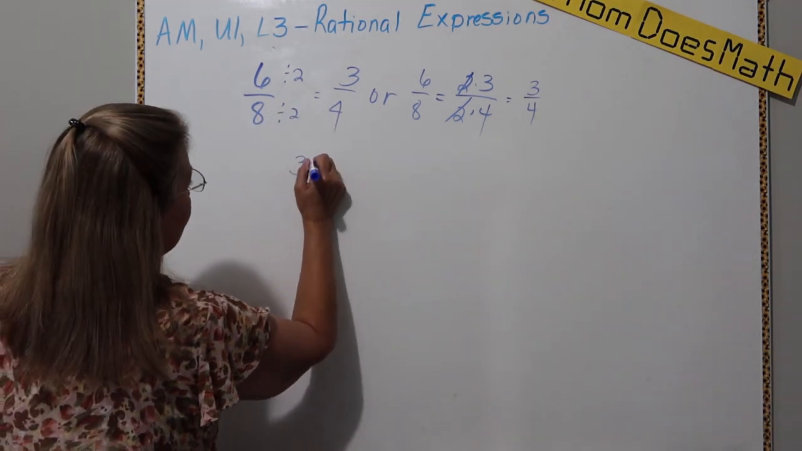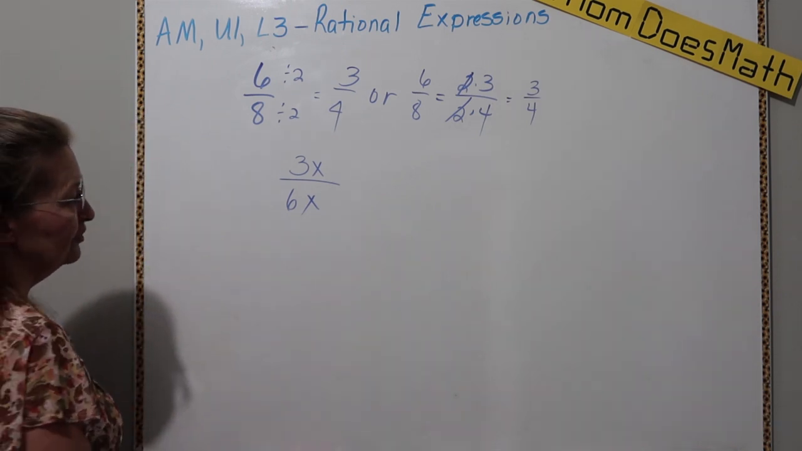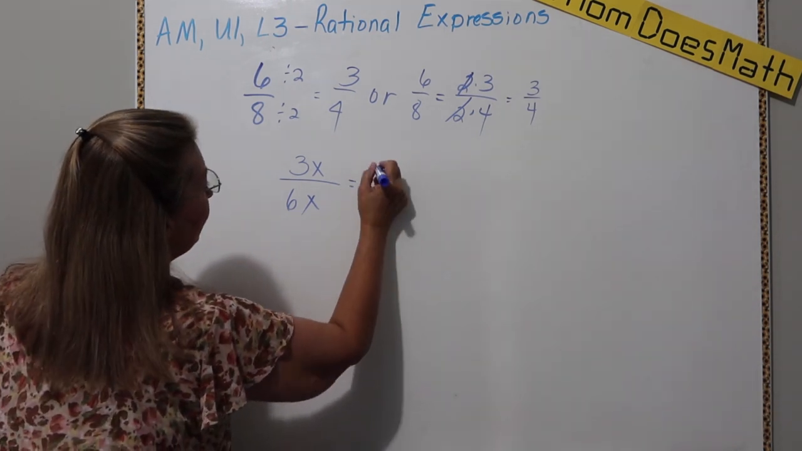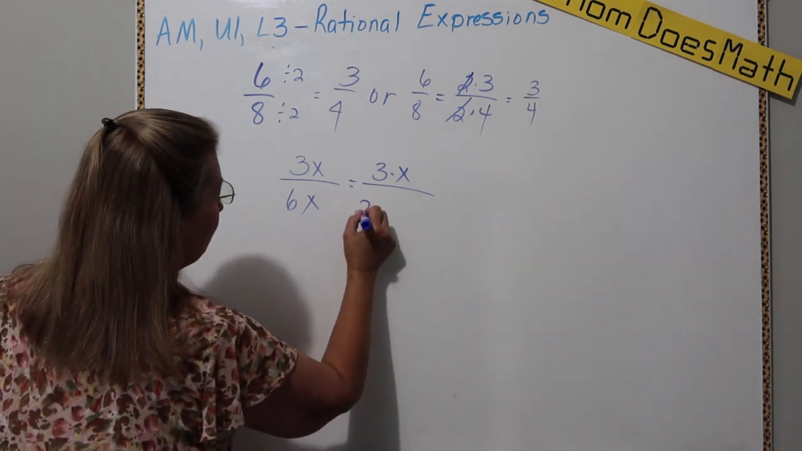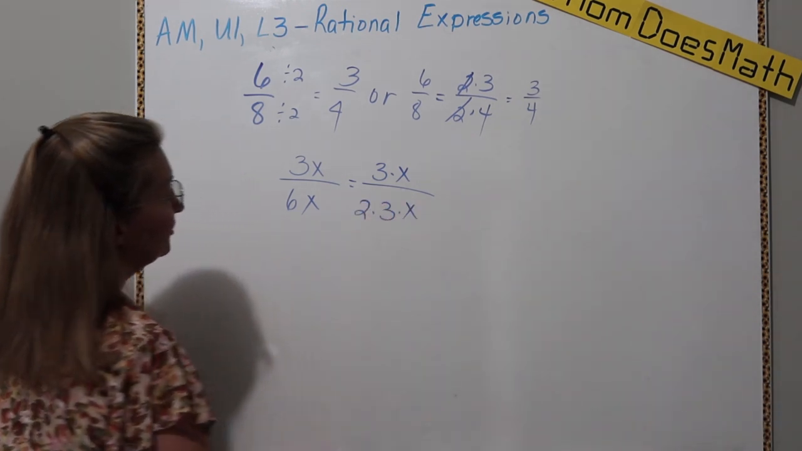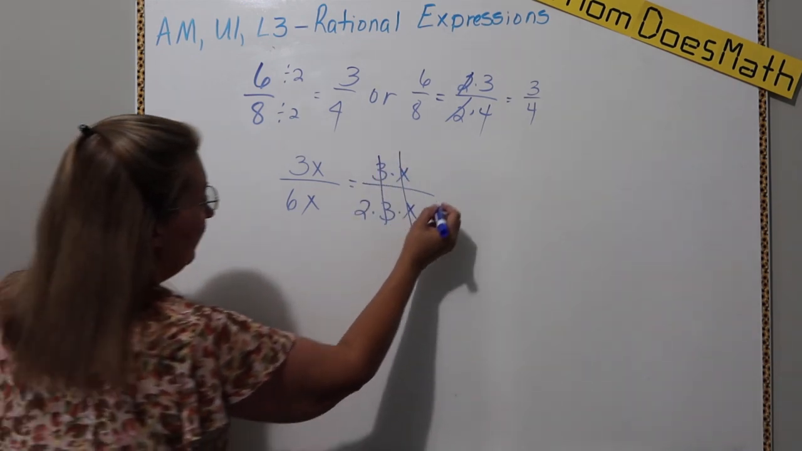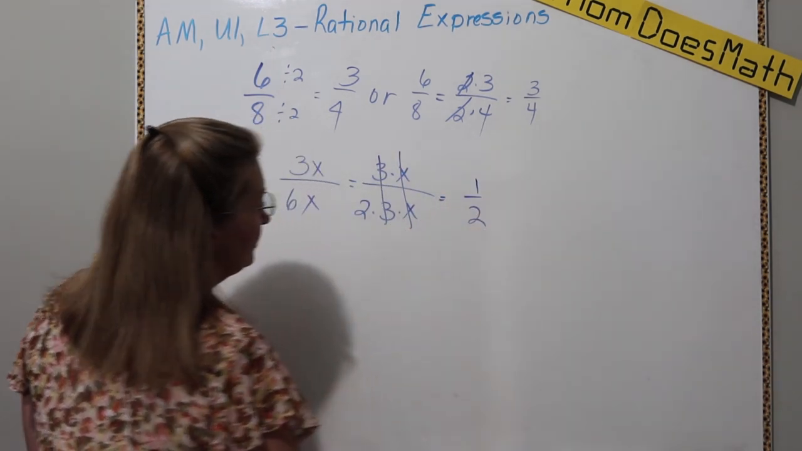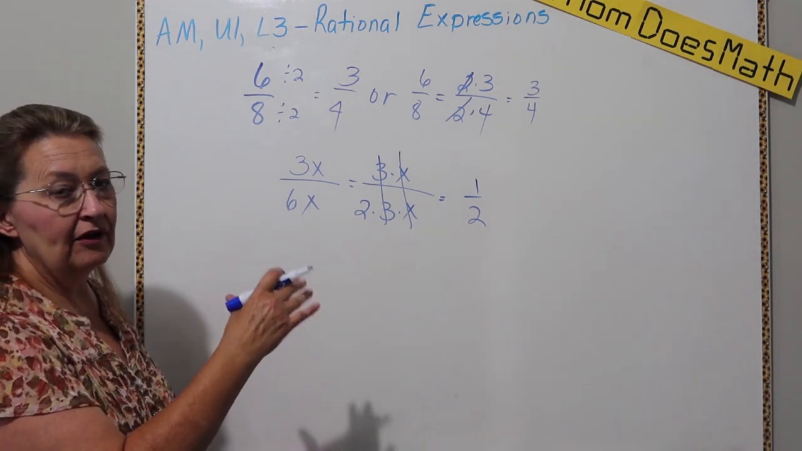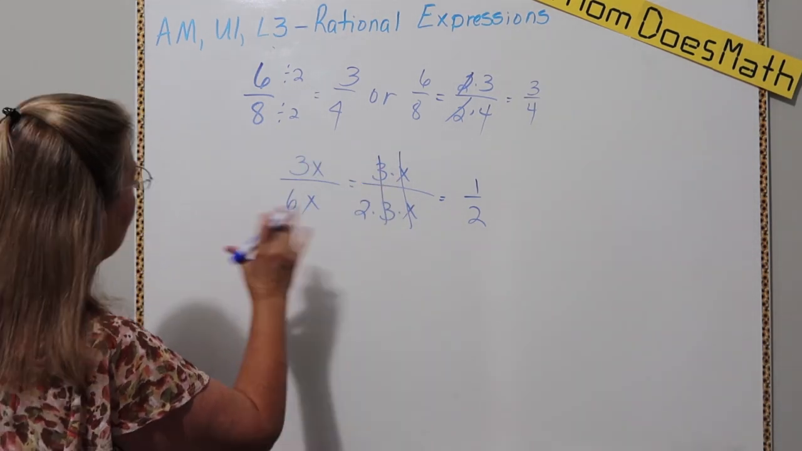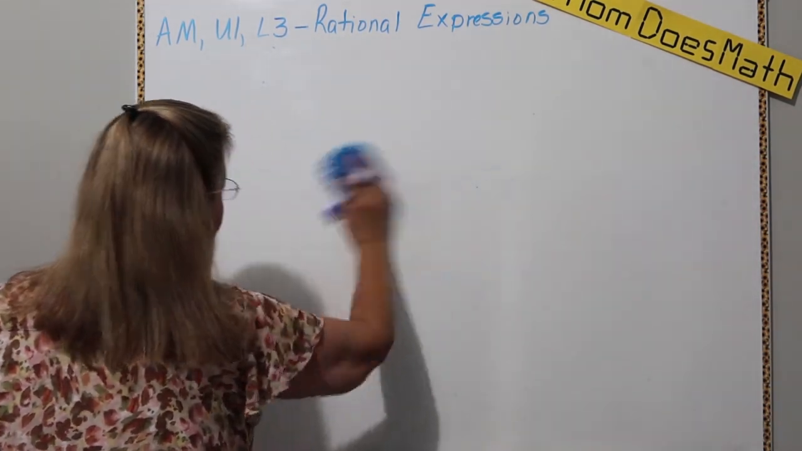You can do this algebraically. Let's say I've got 3x over 6x. Well, 3x factors into 3 times x. 6x would factor into 2 times 3 times x. Your 3's divide out, your x's divide out, and what you have left is 1/2. That's more along the lines of the system that we're going to use to factor these rational expressions.